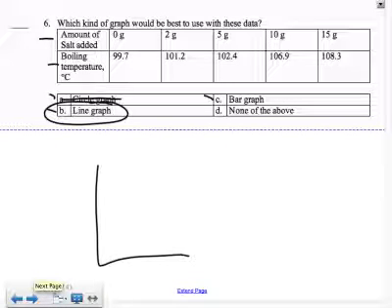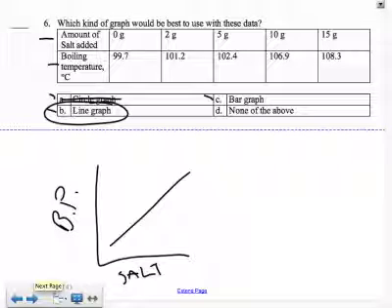You could draw a graph with salt on the x-axis and boiling point on the y-axis, and then you would get some sort of a line with the points on it. So that's a good case for answer B, line graph.